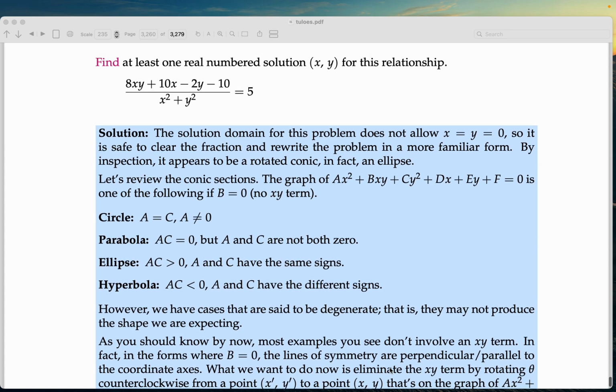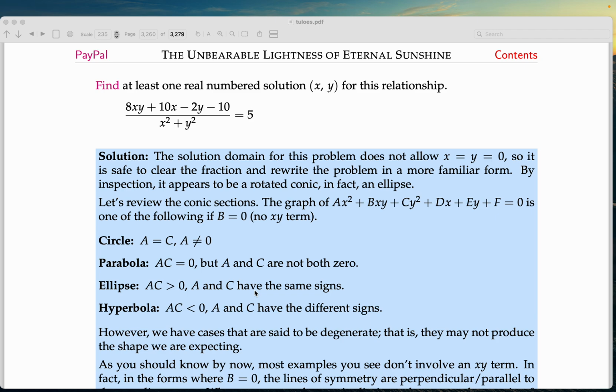Okay, so we're given a problem here, and just looking at it, you're looking for an ordered pair solution, a real number ordered pair solution (x, y), for the given relationship. It looks a little strange at first, but if you clear the fraction by multiplying both sides by x squared plus y squared, you get something that looks like a rotated conic section, and it looks like it is going to be an ellipse.